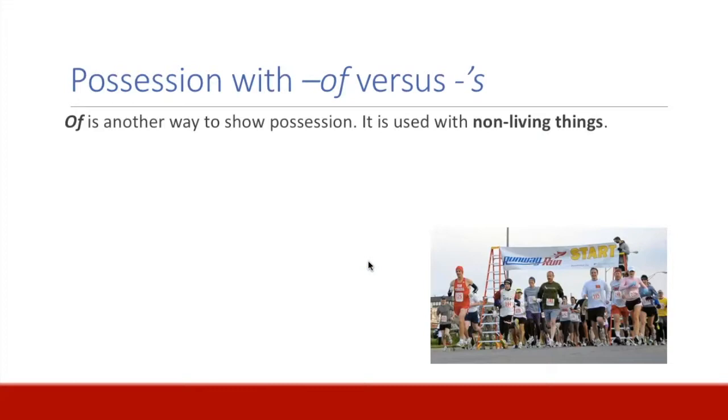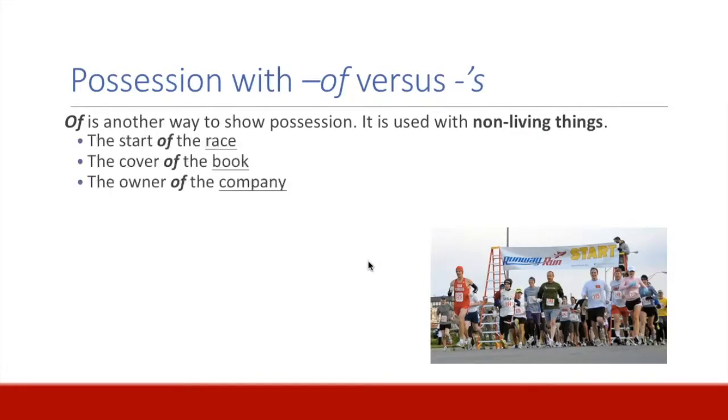Of is another way to show possession. It is used with non-living things. For example, the start of the race, the cover of the book, the owner of the company. So race, book, and company, these words are all non-living things. So it would be incorrect to say the race's start, or the book's cover, or the company's owner. That would be less natural.